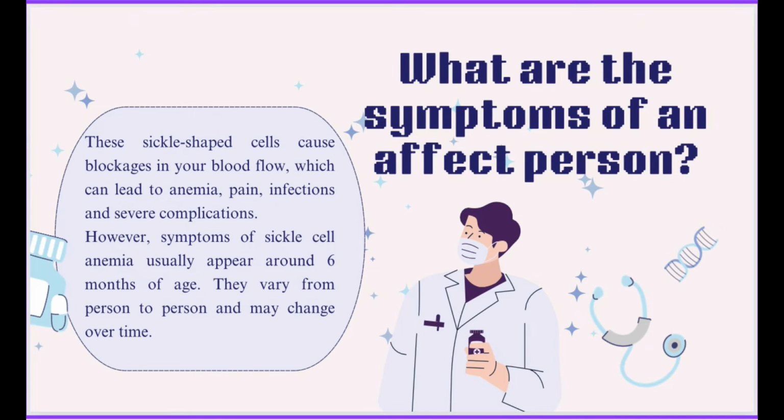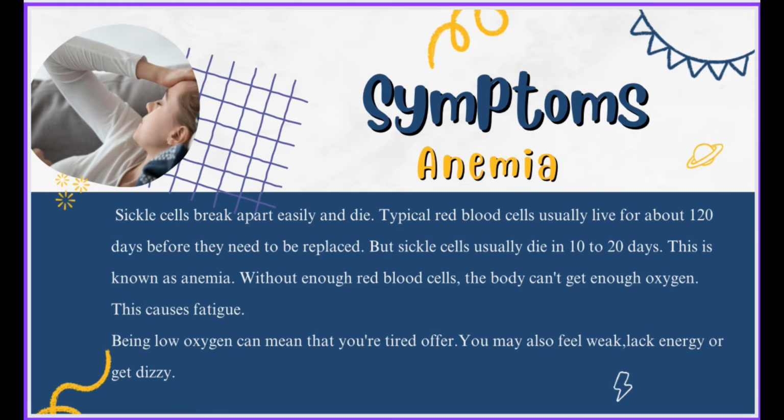The symptoms of sickle cell anemia usually appear around 6 months of age, and the symptoms vary from person to person and may change over time. Now let's look at the symptoms. Here are several symptoms of sickle cell disease, such as anemia.